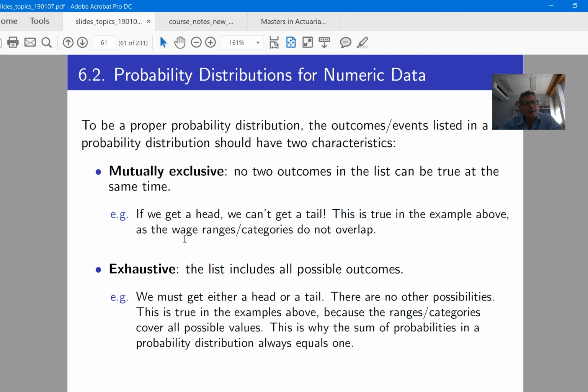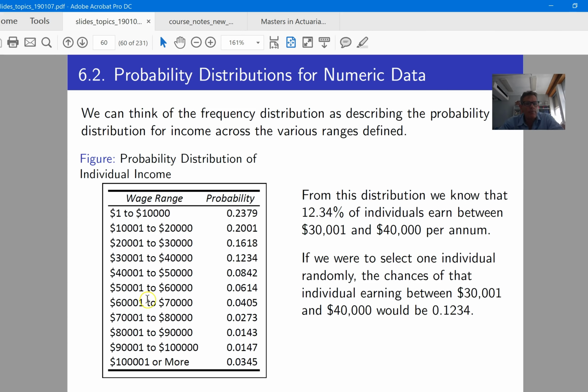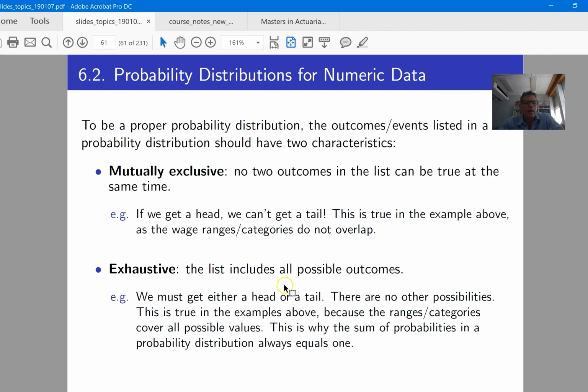Now, there's a couple of things that have to be true about this particular table for this to be a valid probability distribution. And those things are a couple of technical terms which look a bit fancy, but at the end of the day are quite simple. First of all, the way the numbers are presented in the table has to be mutually exclusive and exhaustive.